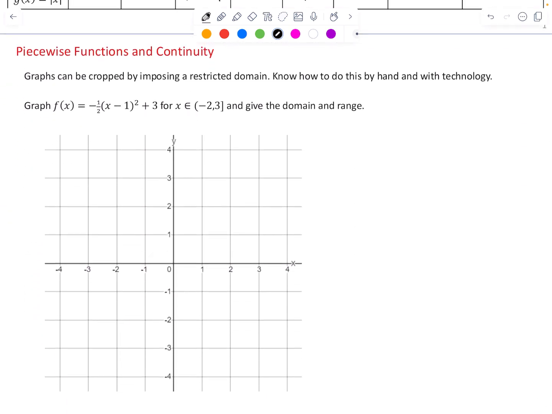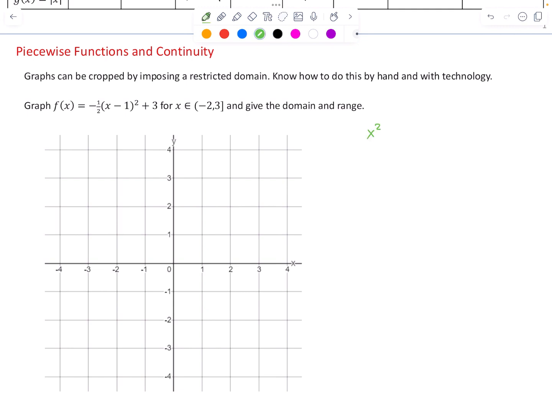Graphs can be cropped by imposing a restricted domain. Know how to do this by hand and with technology. Graph f of x equals negative 1/2 times (x minus 1) squared plus 3, but for x in the interval from negative 2 exclusive to 3 inclusive, and then give the domain and range. I can see that f is the result of doing a transformation on x squared.